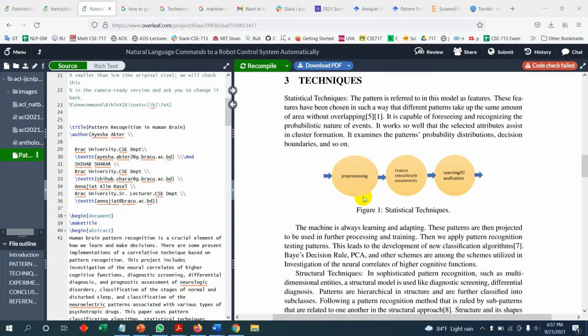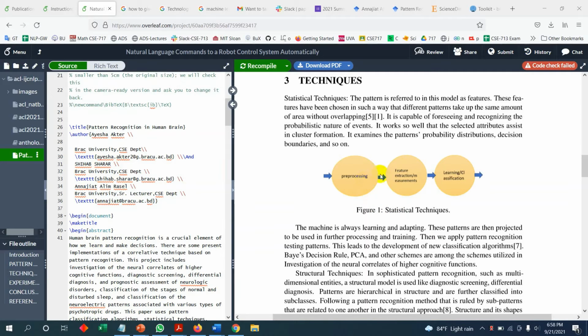First, statistical techniques. The pattern is referred to in this model as features. These features have been chosen in a way that different patterns take up the same amount of area without overlapping. So it is capable of recognizing the probabilistic nature of events. It works well in this case because attributes assist in the cluster information. Examples are patterns, probability distribution, decision boundaries, and so on. So here is the system that we will do.